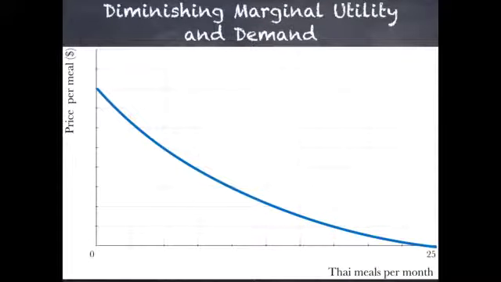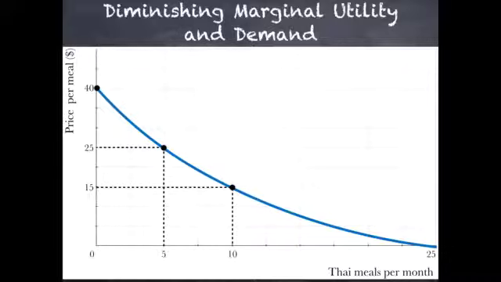All right. So here is a demand for Thai meals in any particular month. And as you can see here, let's assume that we start at $25 per Thai meal, and the individual purchases 5 Thai meals per month.